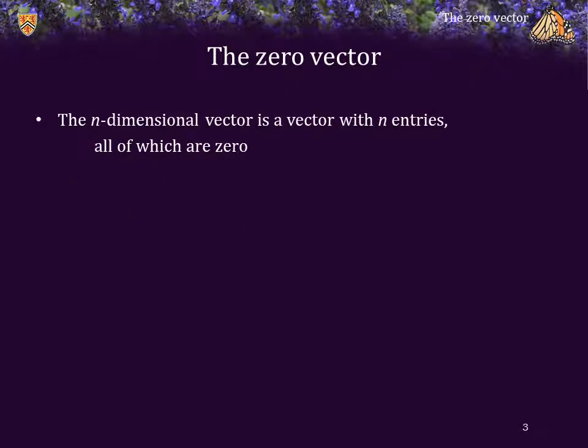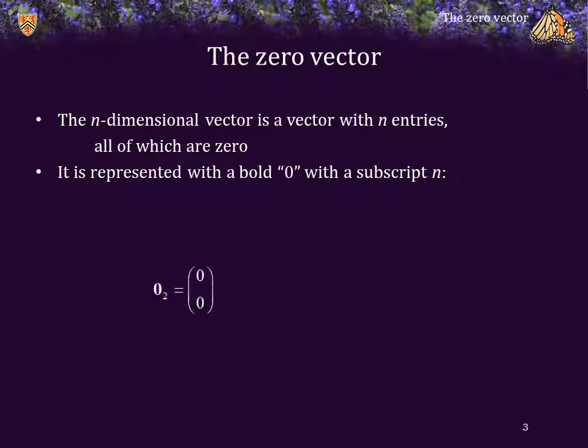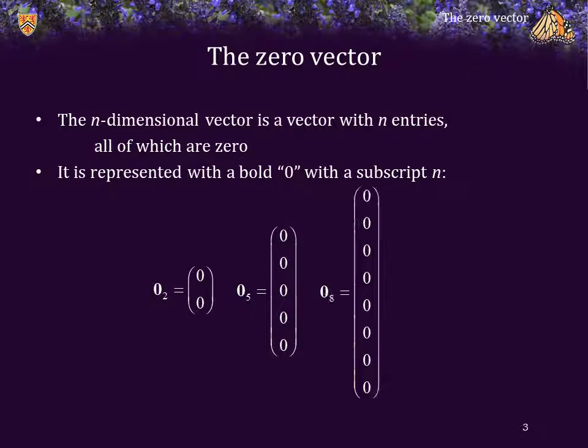In n dimensions, the zero vector is a vector with n entries, all of which are zero. It is represented with a bold 0 with a subscript n, where n specifies the dimension. Here we see the 2-dimensional zero vector, the 5-dimensional zero vector, and the 8-dimensional zero vector.